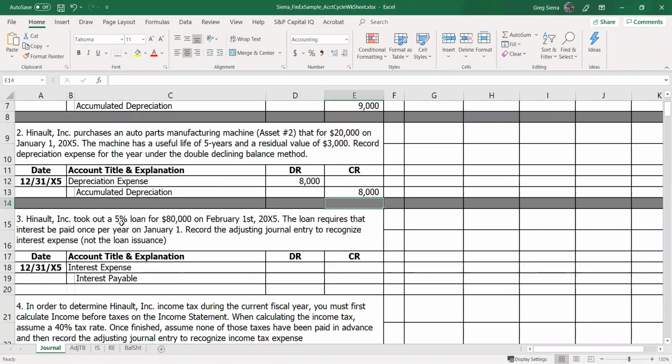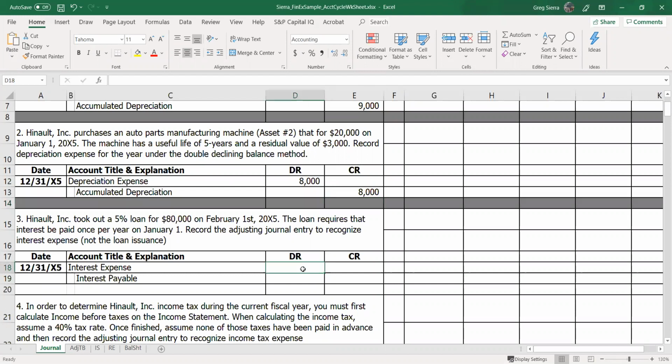And the interest expense. So we have a 5% annual interest rate on $80,000 of principal that we borrowed, but it was issued not on January 1st, but February 1st. So we're going to have a partial year adjustment. Interest is paid on January 1, so that means we're accruing the full amount for that year, which is 11 out of 12 months.